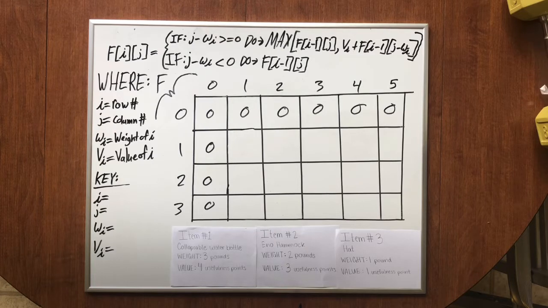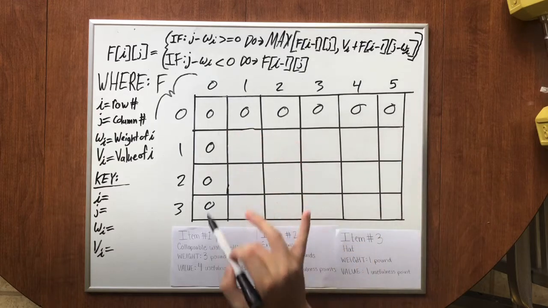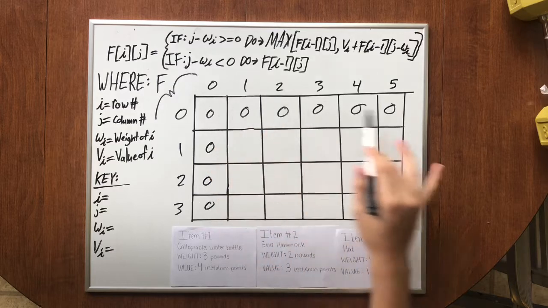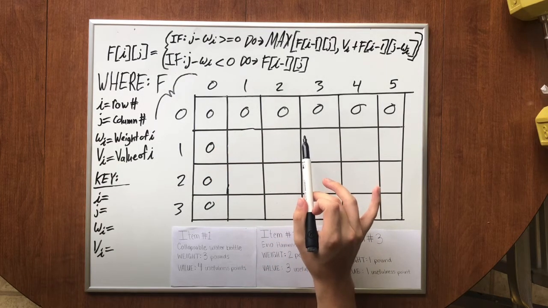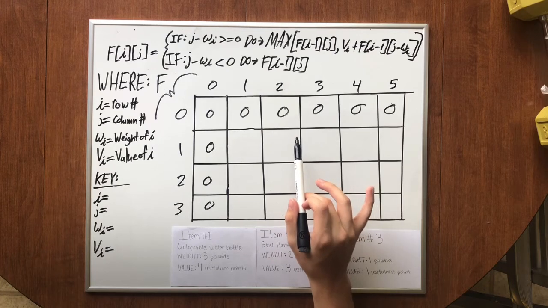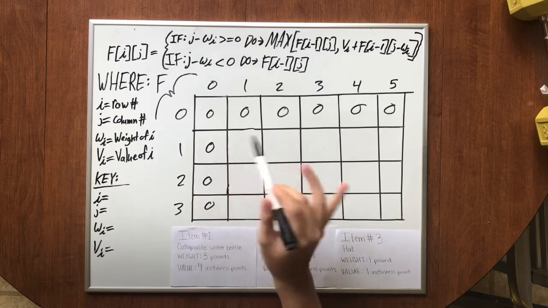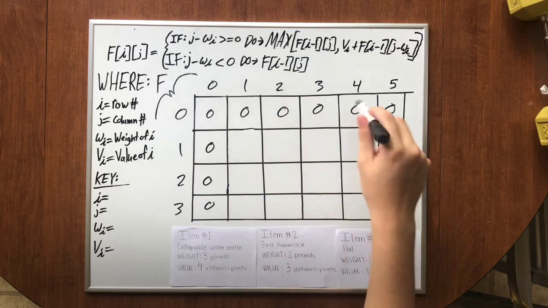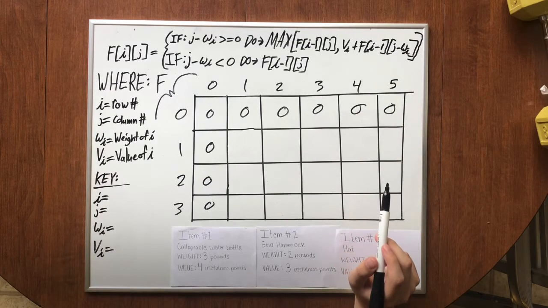So right here I've got a 4x6 matrix, right? And the reason that it's a 4x6 matrix is because the number of columns needs to correspond to 1 plus the capacity of the bag that we have. Okay, so 1 plus the capacity. So we have a 0 pound column, and then we have a 1 pound column, 2, 3, 4, and a 5 pound column because our bag has a capacity of 5 pounds.